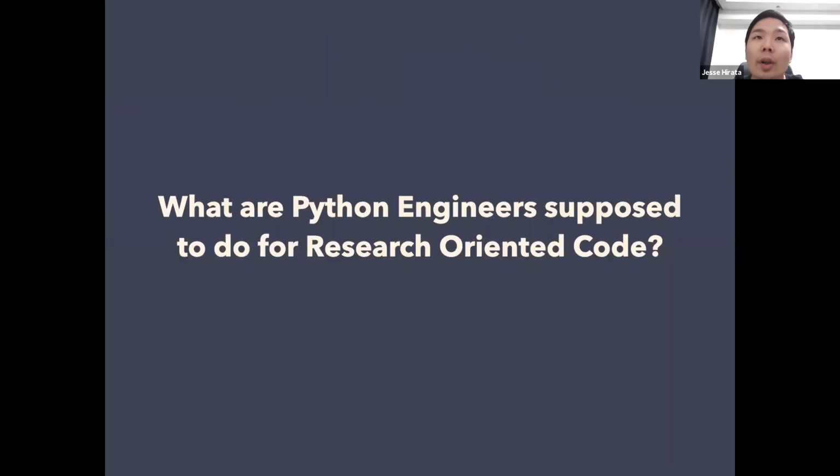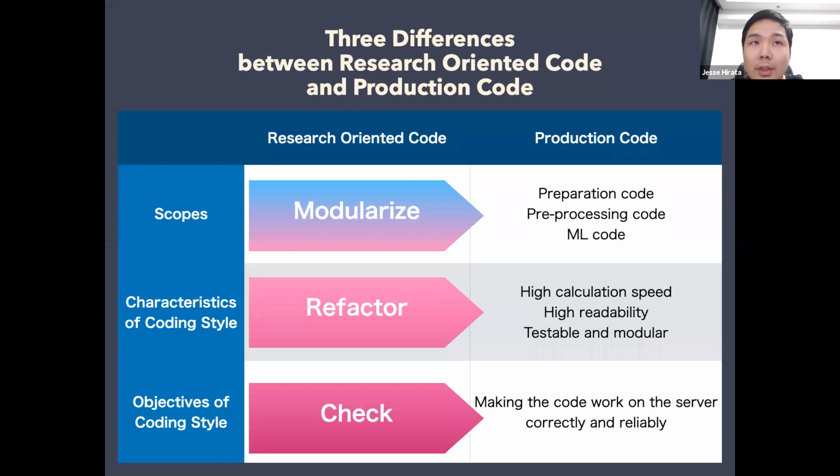So now, what are Python engineers supposed to do for research-oriented code? Modularize the research-oriented code into preparation code, pre-processing code, and ML code. And then refactor them, and write code to check how they behave and whether they work correctly.